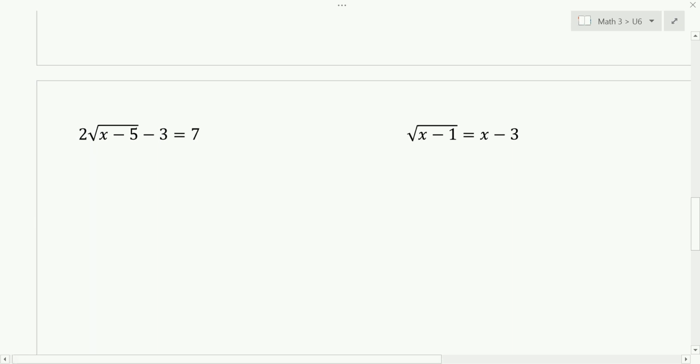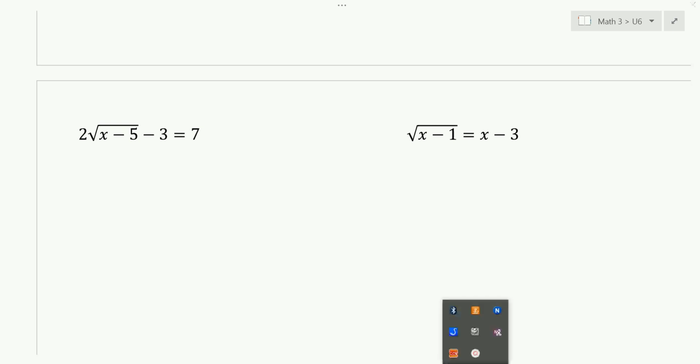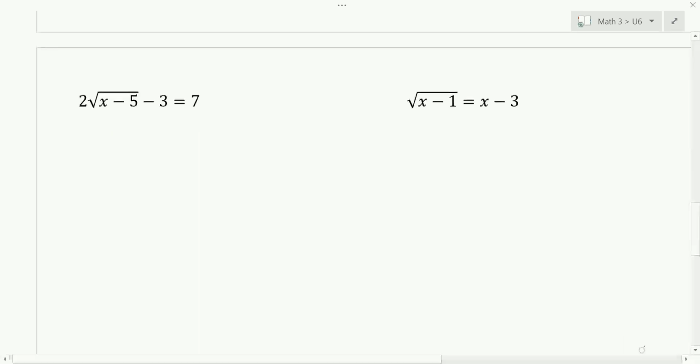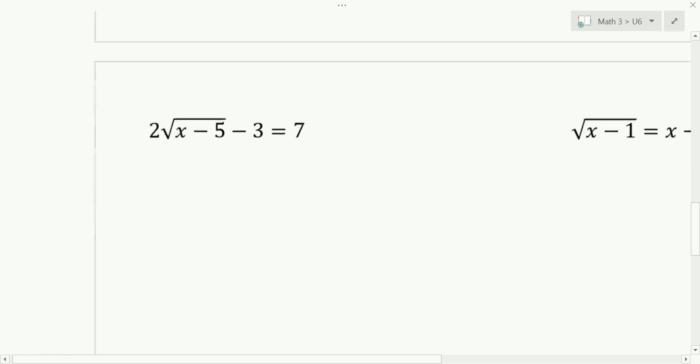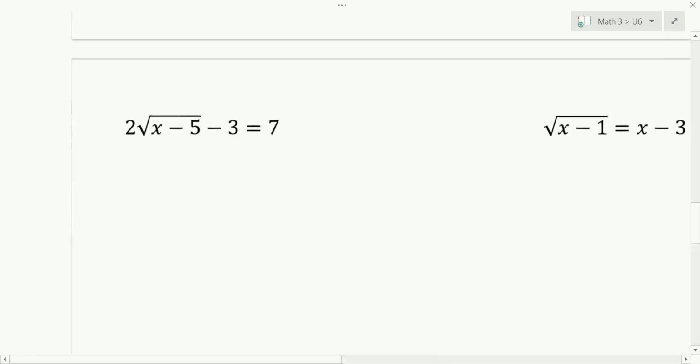Try both of these now. Do two of them. Okay, the first one, 2 times square root of x minus 5, minus 3 equals 7. Did we get a solution to this one? What are we getting? X equals 30? Yeah, how many got x equals 30?